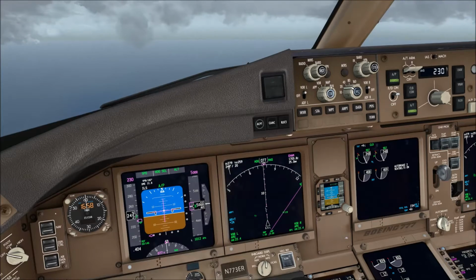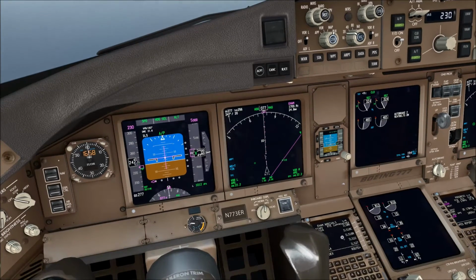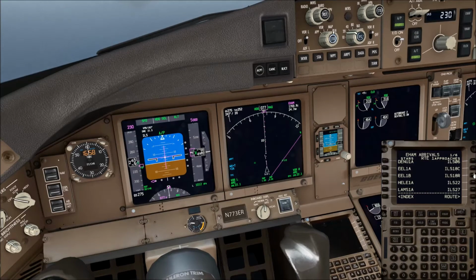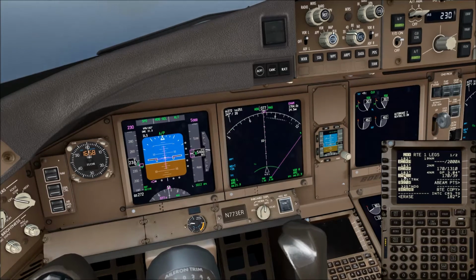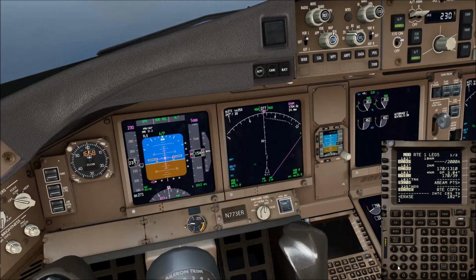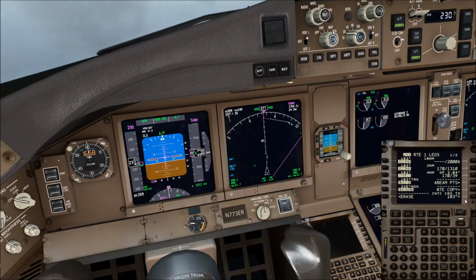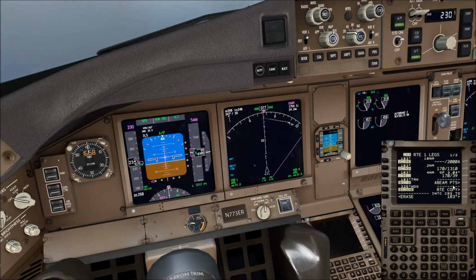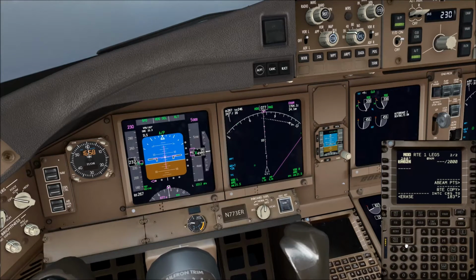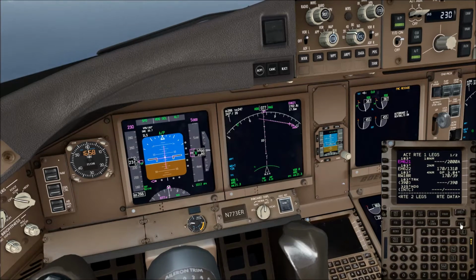First of all, I'll show you how I set up the FMC for the approach. So we're going to departure arrival, ILS 18 right, EH621 intercept course, and then we'll change the course to 183, which is the published course. Check all the details are correct, and the missed approach altitude as well, and execute.